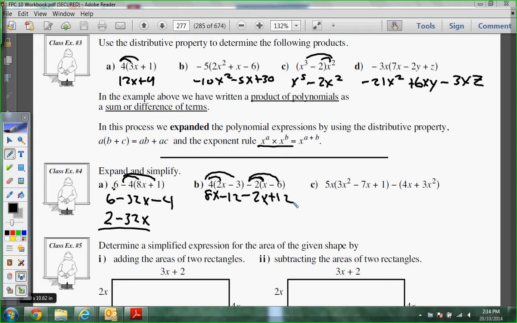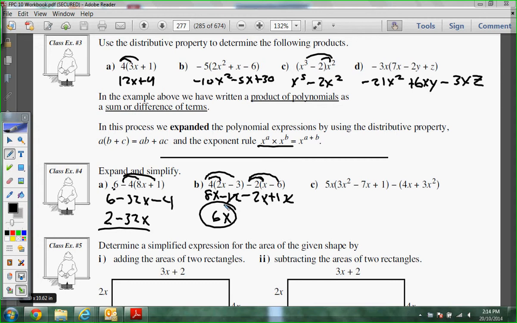Now, let's put your common terms together. So what's 8 minus 2? 6. And then -12 plus 12. Gone. Yeah, gone. So that's just gone. So this is your answer there for part B. Good? All right. Go back to back there.